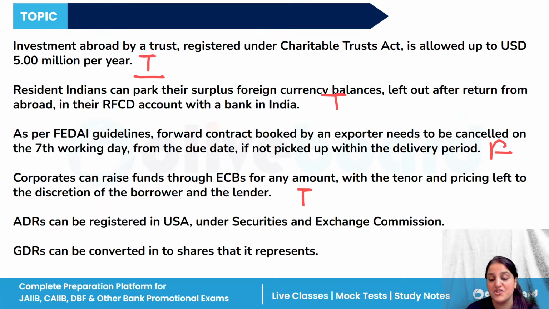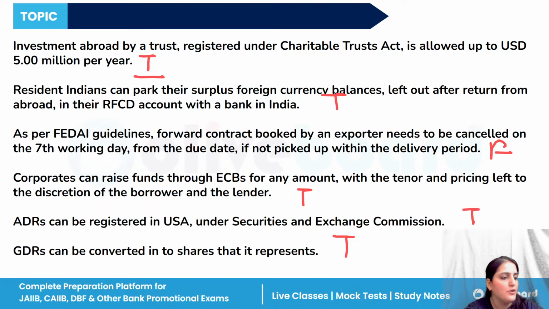Now, ADRs can be registered with the US Securities and Exchange Commission. Yes, because these are American depository receipts that can be registered in the USA and regulated by the Securities and Exchange Commission. So, this is the true statement. Next, GDRs, depository receipts, can be converted into the shares that they represent. Yes, GDRs represent shares of a foreign company and they can be converted into the underlying shares, based on the terms of the GDR issue. This statement is also true.